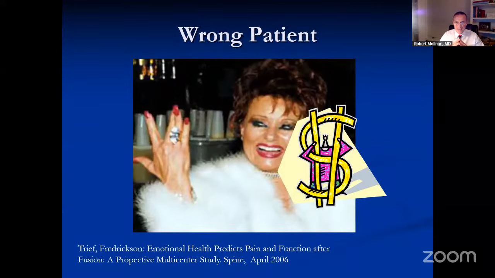Okay. The next category is operating on the wrong patients. I think it's important when we do spine surgery to operate on patients who want to get better, operate on patients who are motivated to improve themselves. We know from Fredrickson's article years ago that patients who have emotional dysfunction, problems with emotional health, don't do very well with surgery. Patients with secondary gain issues don't do very well with surgery. And wrong patients are a major issue in the spine community.